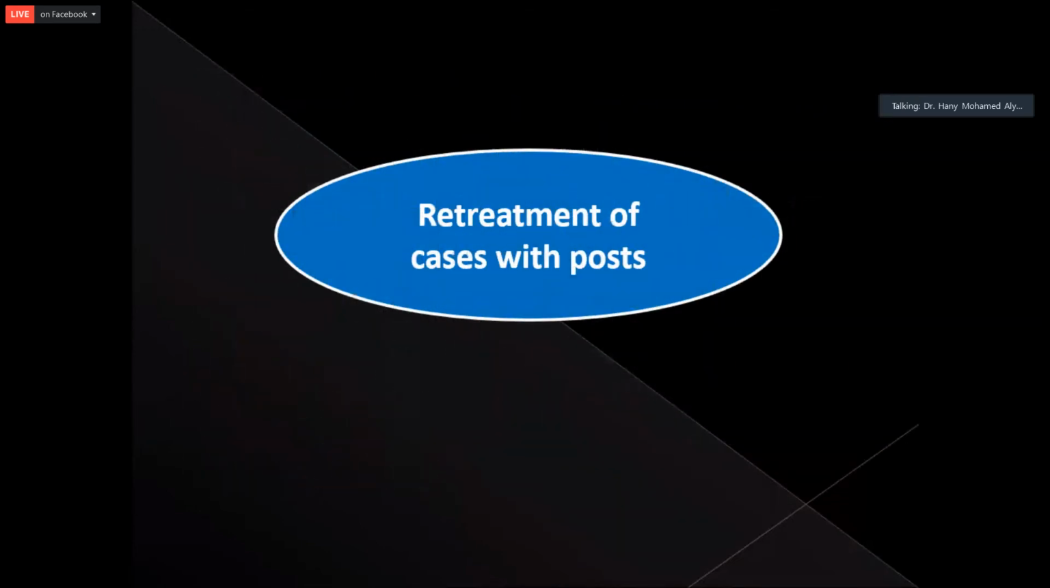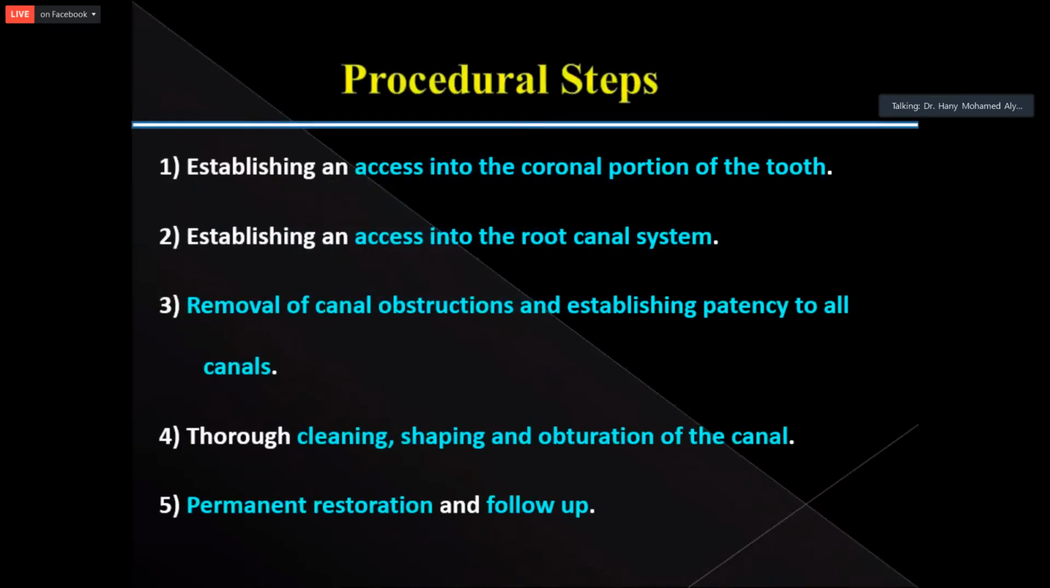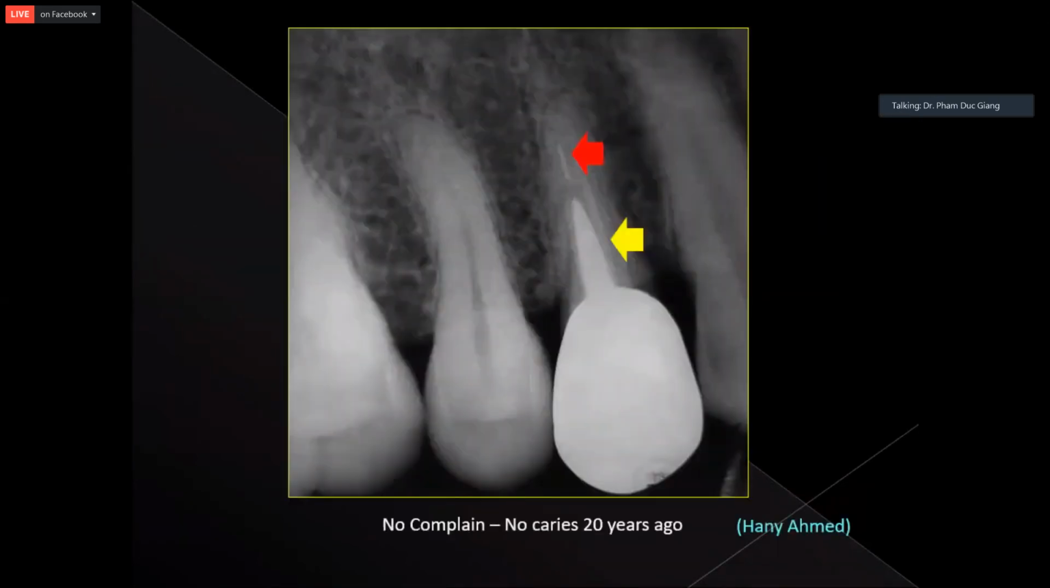So in case we have a retreatment for a post, and we would like to remove this post, I was going to highlight the procedures of removing a post if it is indicated. Tiếp theo là tôi muốn nói về những trường hợp mà chúng ta điều trị nội nha lại trên bệnh nhân đã từng có chốt rồi, thì tôi muốn chia sẻ một số điều về việc lấy chốt cũ ra.